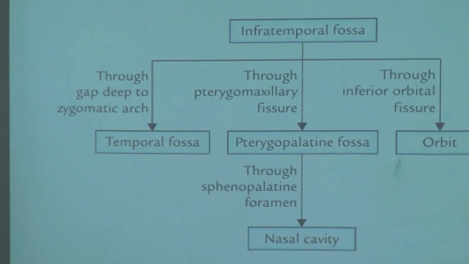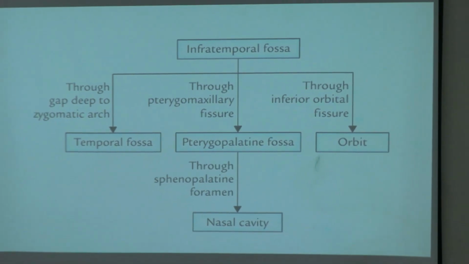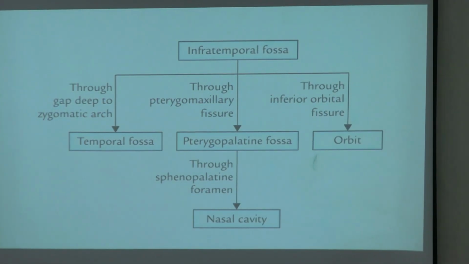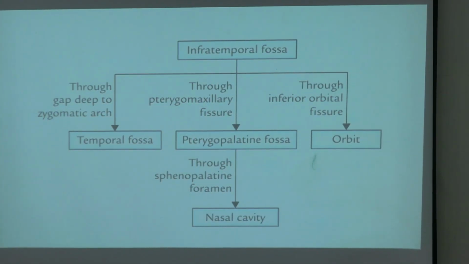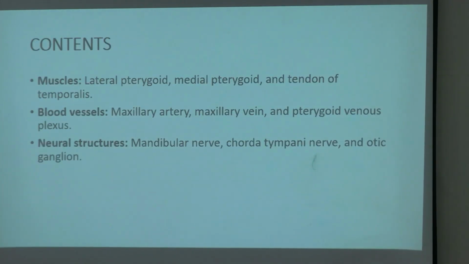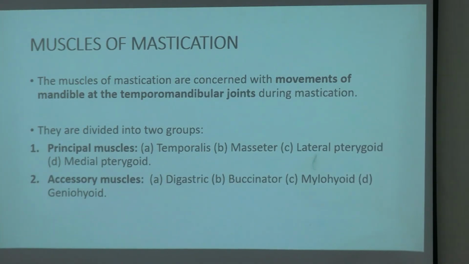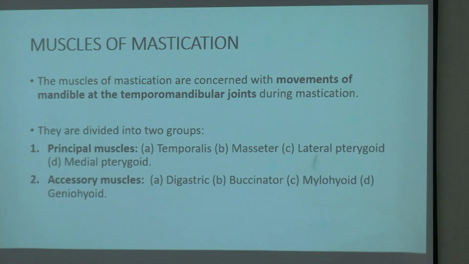This is the flow chart which is given in your Vishram Singh textbook. So, refer to different textbooks, there are different flow charts, go for whichever is easy for you. Okay. Next topic is muscles of mastication.